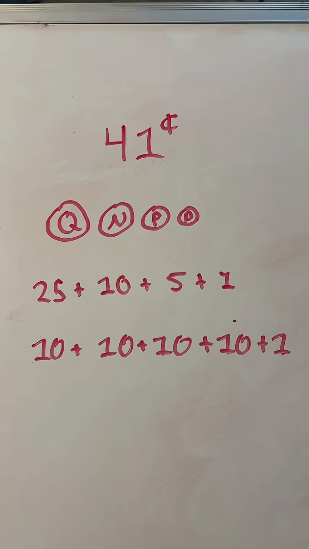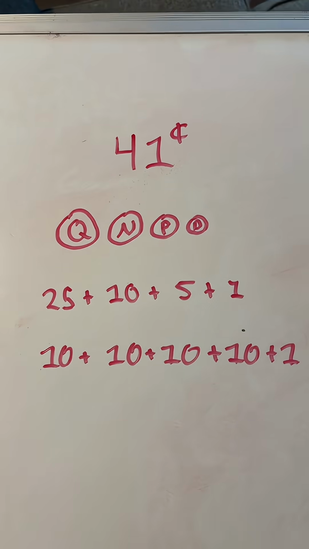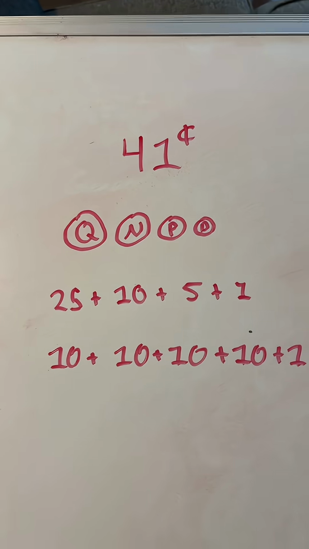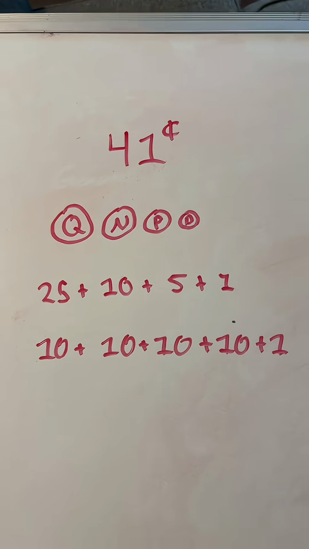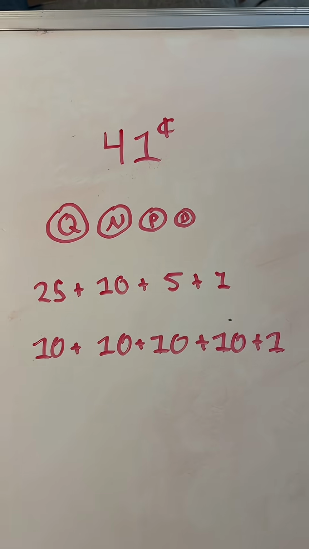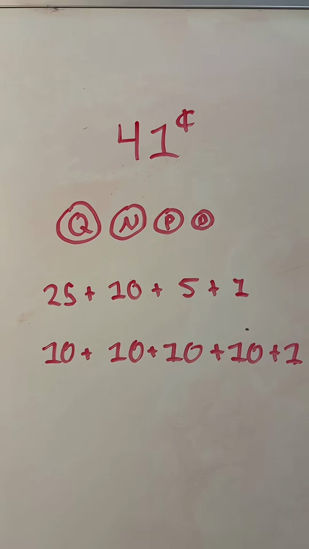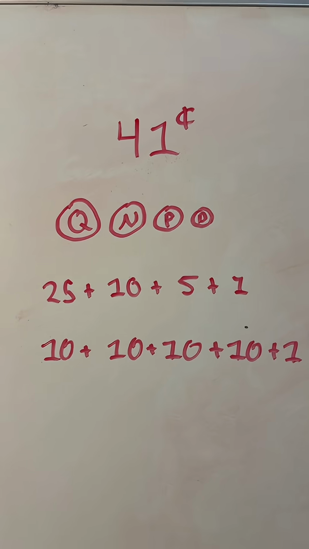For instance, one way I could do this is with 1 nickel, 1 quarter, 1 penny, and 1 dime. And that's kind of cute because we use all of the coins once. But I could also use 4 dimes and a penny. But the question is, is there a better way to count out all of these combinations?